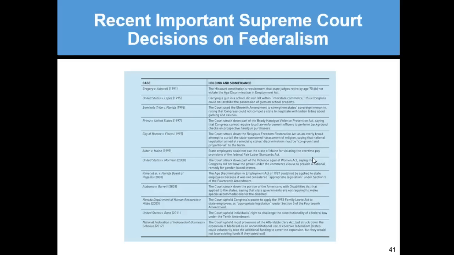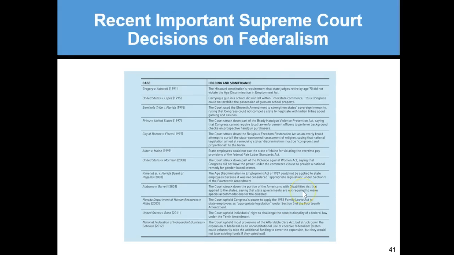United States versus Morrison, the court struck down the Violence Against Women Act, saying that Congress did not have the power under the Commerce Clause to provide a national remedy to gender-based crimes. Then you have Kimel et al. versus Florida Board of Regents. The Age Discrimination in Employment Act of 1967 could not be applied to state employees because it was not considered appropriate legislation under the 14th Amendment.